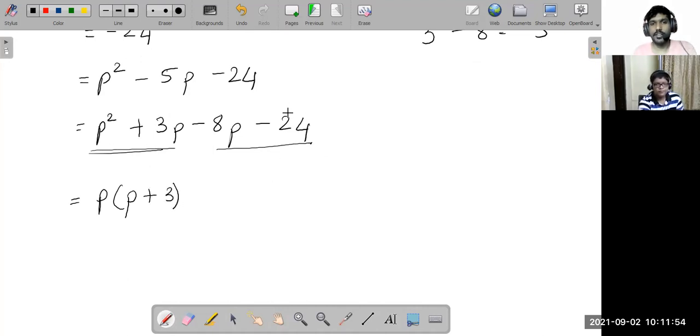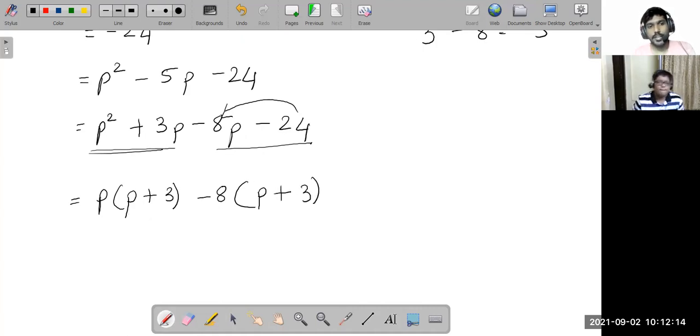In the second pair, what is common? 24 is a multiple of 8. So what is common? 8. So you take the minus sign as it is, 8. And this becomes P. 8 3s are 24. Now minus is common outside, so inside it is a plus sign.